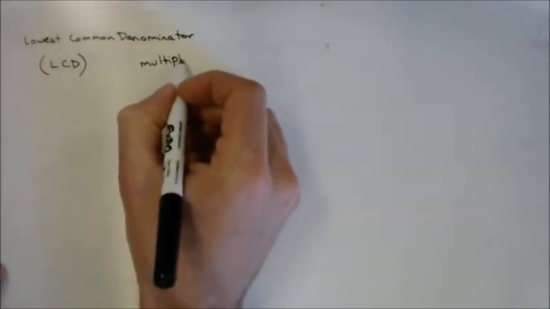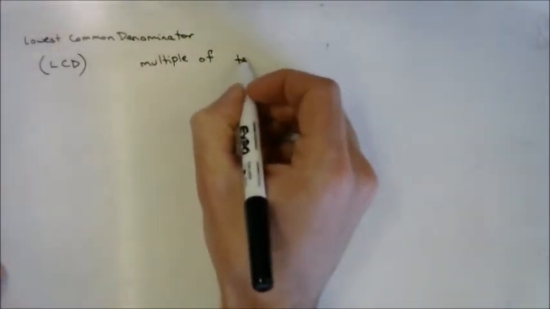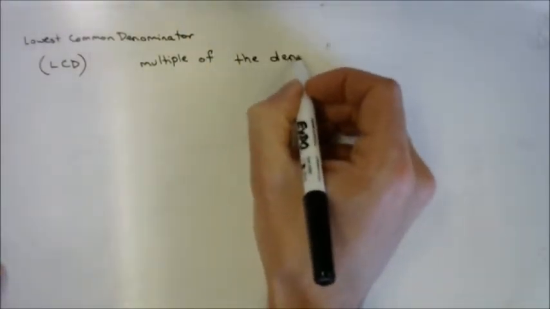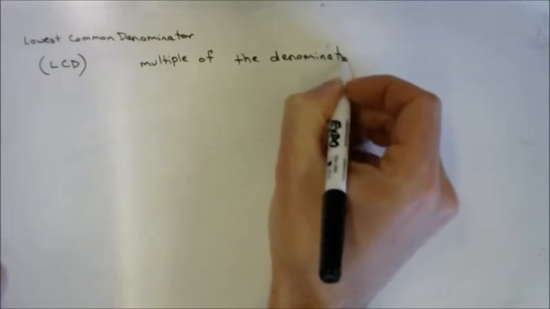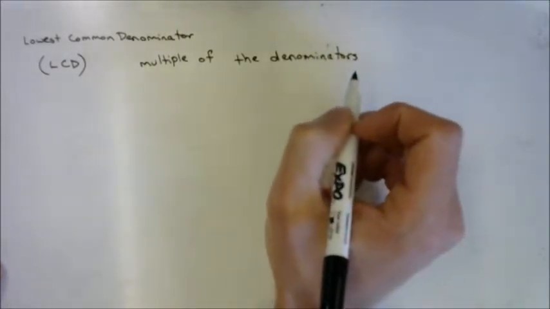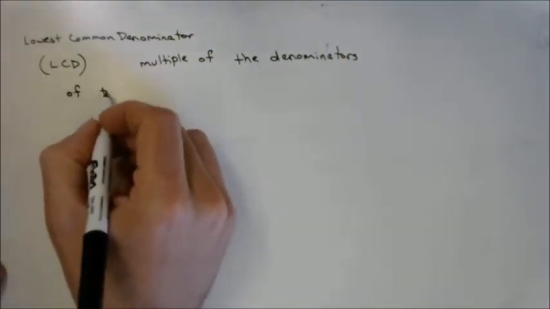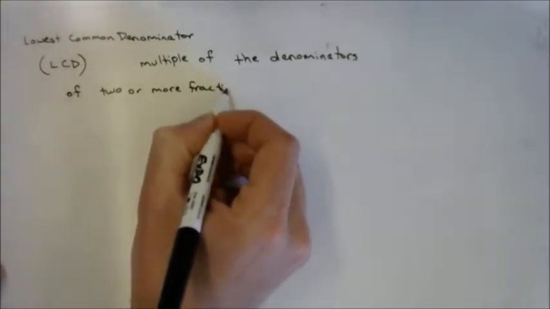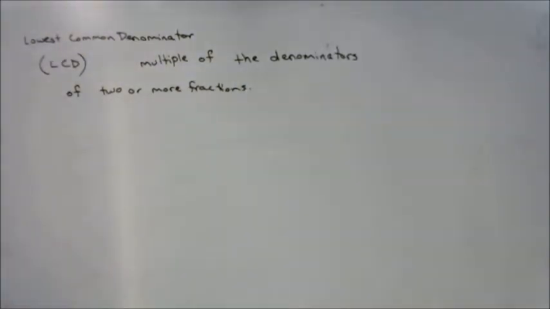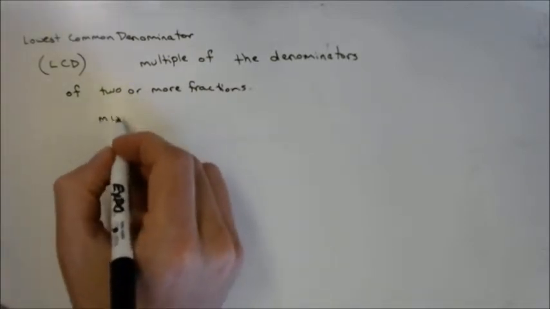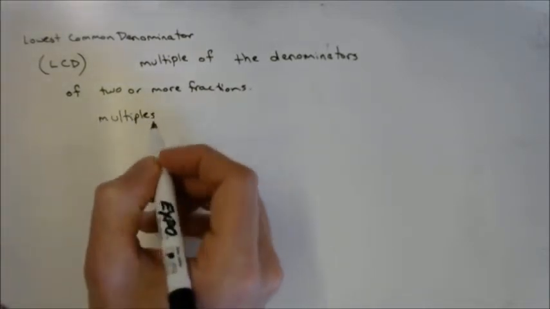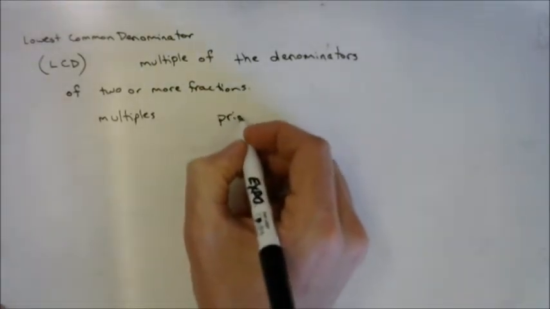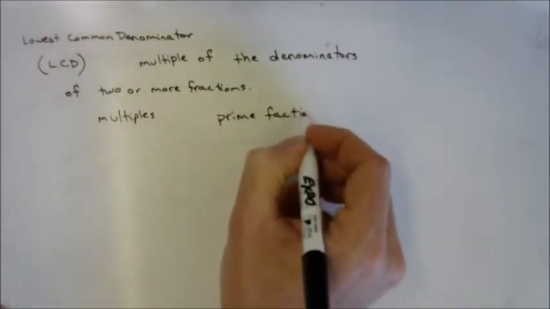multiple of the denominators. It's the lowest common multiple of the denominators of 2 or more fractions. Okay? There are 2 different ways to find the lowest common denominator. We're going to use both strategies. You can use multiples or prime factors. We're going to explain what both of those mean as we go.